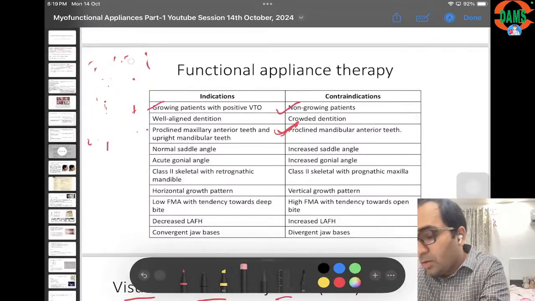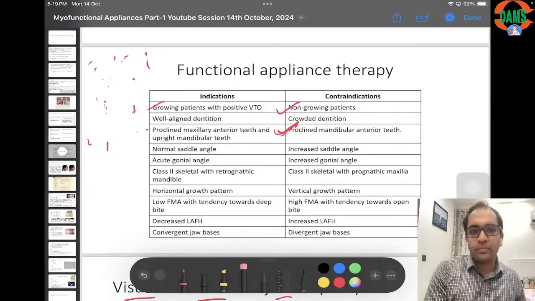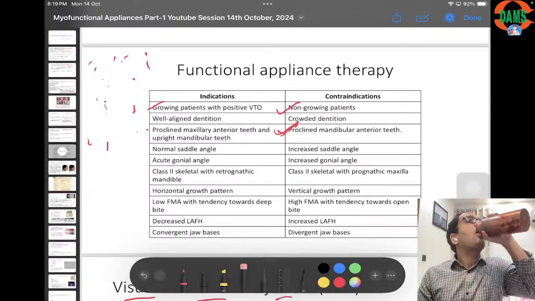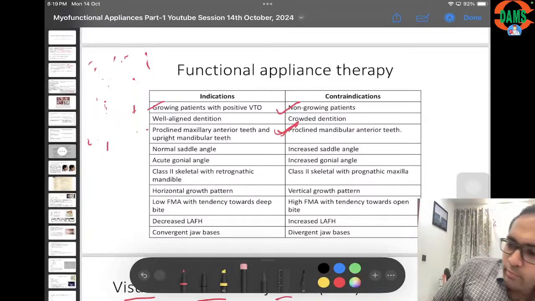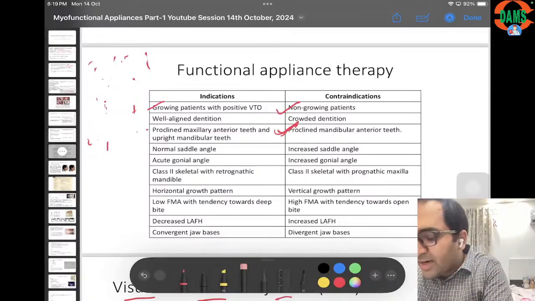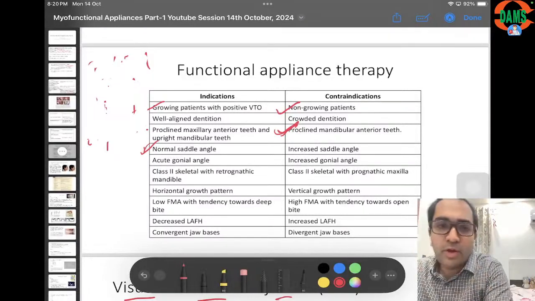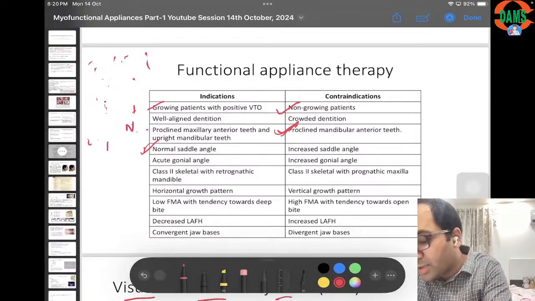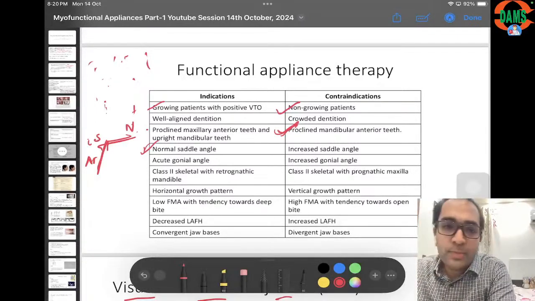Next, a normal saddle angle. So what is a saddle angle? Saddle angle is the angle in the cephalogram denoted by the nasion, sella and articulare. Okay, so why a normal saddle angle?